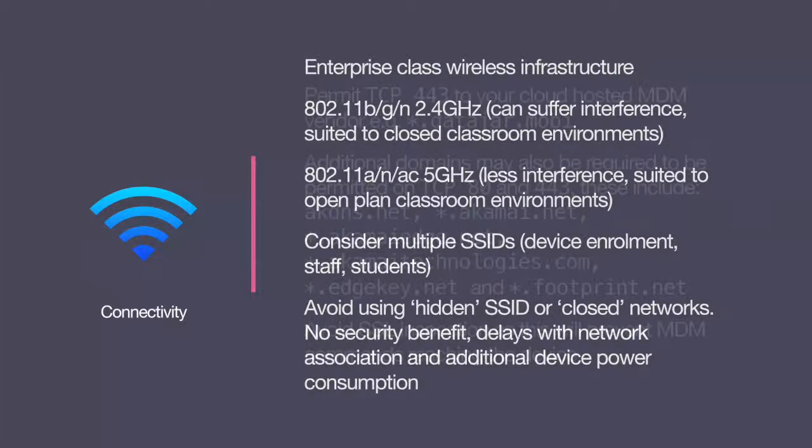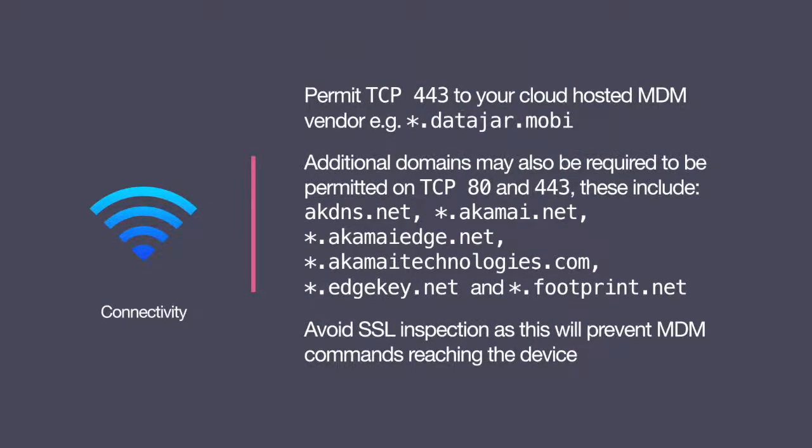Ensure your network permits TCP 443 outbound to your cloud-hosted MDM vendor, i.e. Datajar.mobi or Jarrett Cloud. There are other domains which aren't necessarily published, but if you get in the way of traffic to these, this can cause issues, as sometimes Apple uses other content delivery networks. These are akdns.net, akamai.net, akamaiedge.net, akamaitechnologies.com, edgekey.net, and footprint.net.